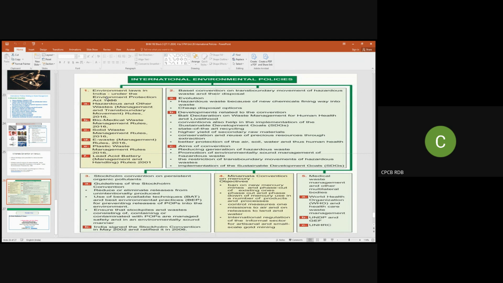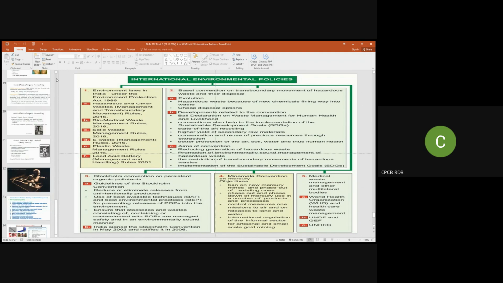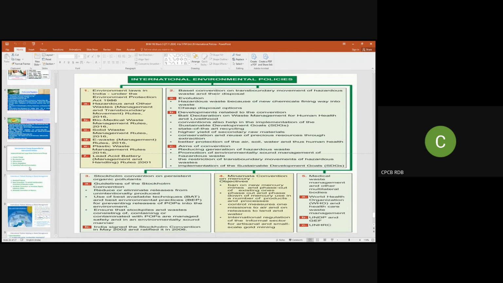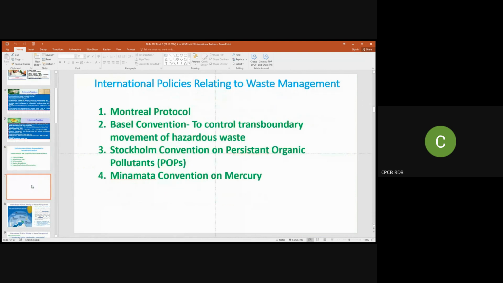Today we have discussed the four treaties. You have to remember them once again. One relates to the Montreal Protocol, framed in order to protect the ozone, as a part of international policy. The Basel Convention is formulated to control transboundary movement of hazardous waste, and India is also a signatory to this convention. The Stockholm Convention is meant for control of persistent organic pollutants, whereas the Minamata Convention is meant for control of mercury from the various processes. This is about international policies.